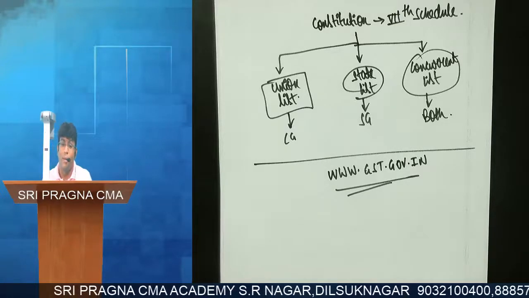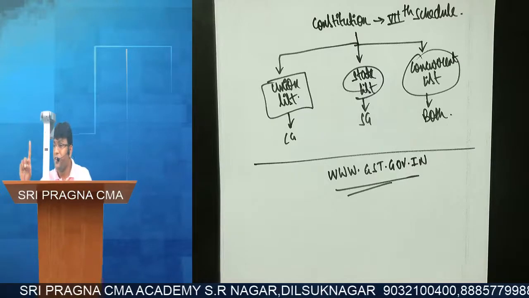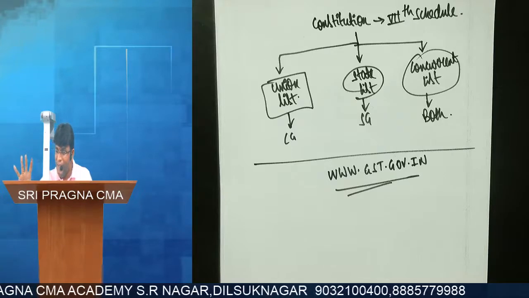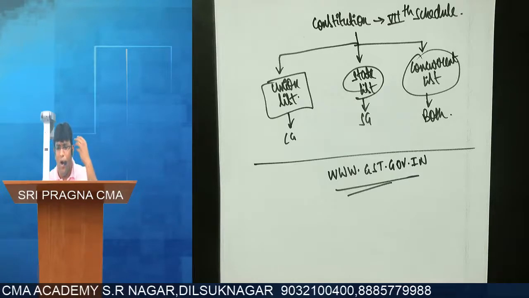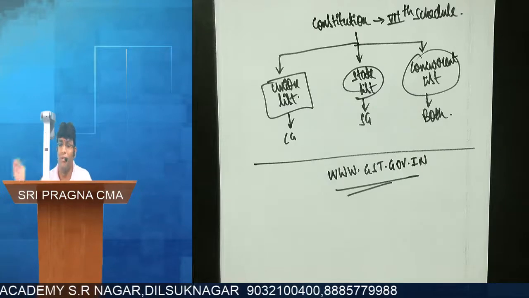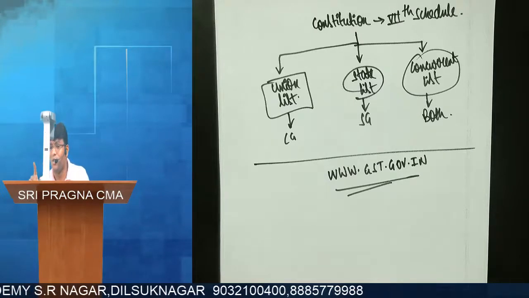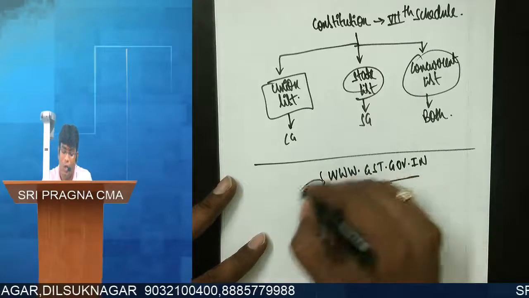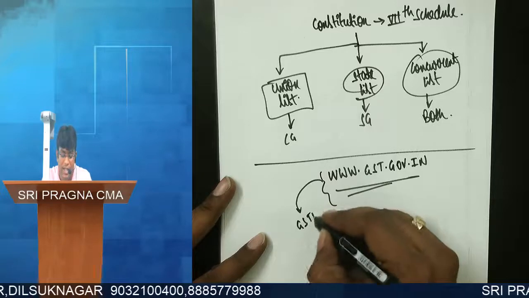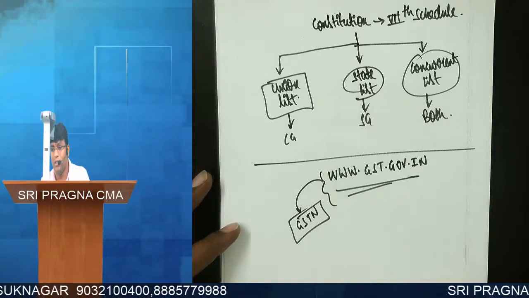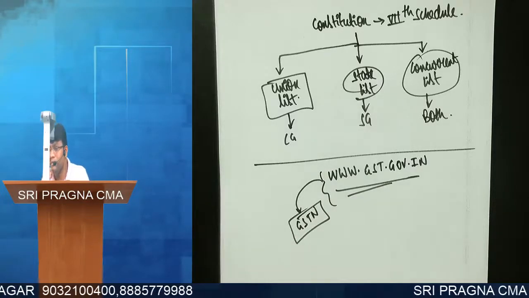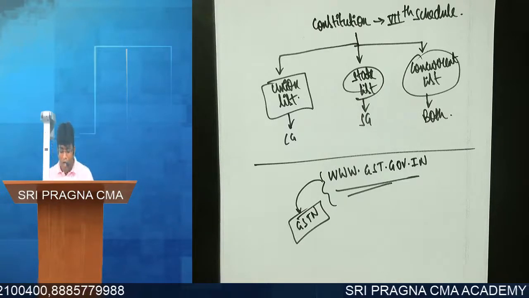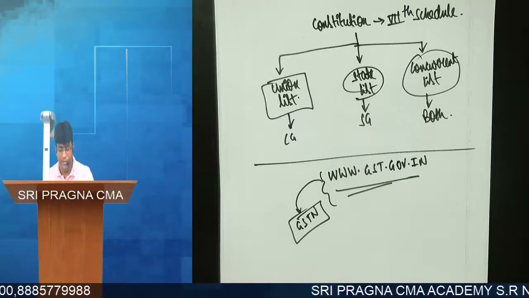And why do we call it common portal? Because registration, payment of tax, filing of returns, claiming refund, filing appeal, advance ruling, challans, all the activities related to GST are done only on one portal, gst.gov.in, which is a common portal. And this is managed and controlled by one entity known as GSTN, GST Network.